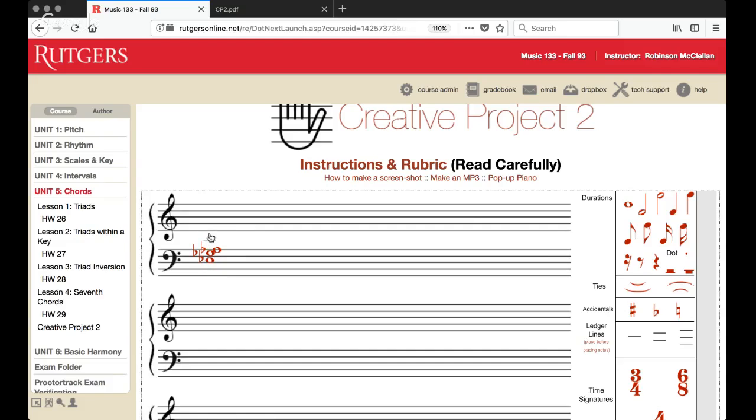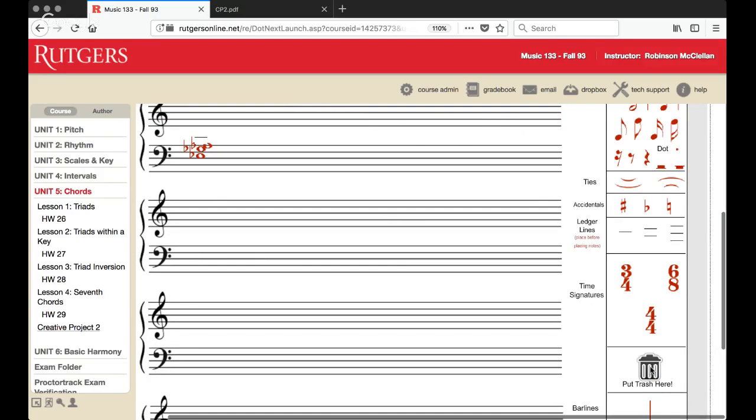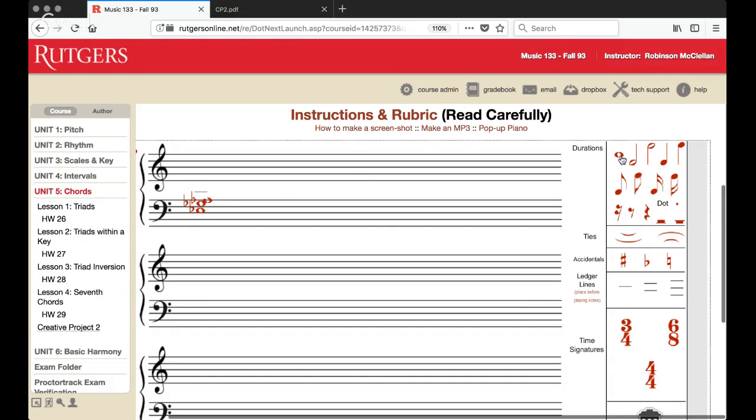Yeah. Wait a minute. I'm having ledger line issues, but I'm not going to worry about that. You need to grab a new note and then place it on top. Oh, that's right. Okay. Thank you. So I'm going to put my ledger line, and I'm going to get rid of my note, and I'm going to grab a new note.